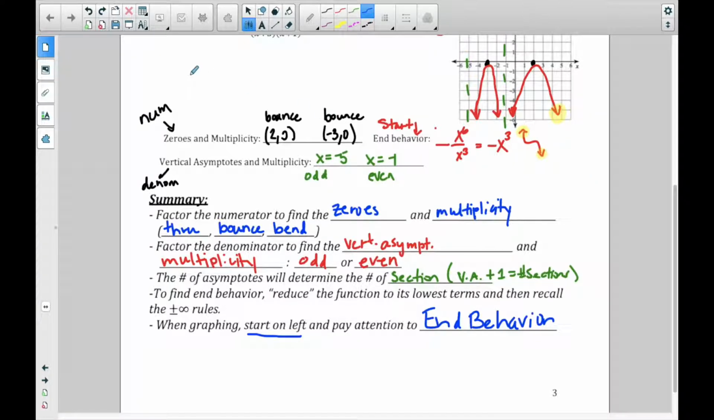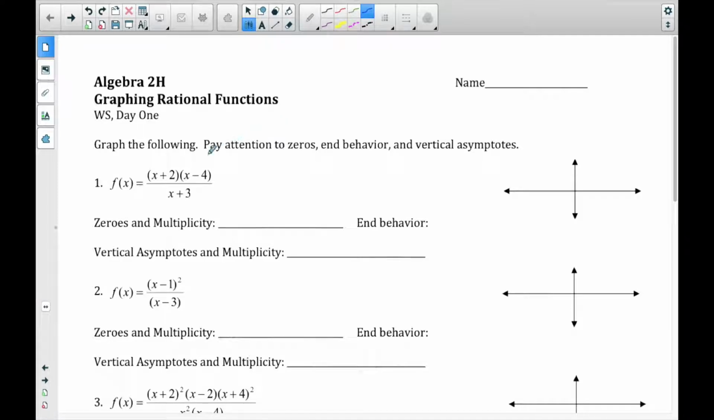The assignment is to do the next page in this packet. All you need to do is turn the page. You're going to do the same thing. Look, zeros and multiplicity, vertical asymptotes and multiplicity, and end behavior. The graphs I have purposely set up without a whole lot of room for your y's, because we never know how high or how low it's going to be.